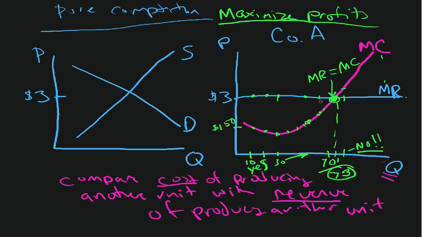If they make less than 73 units, they're losing out on all this production where revenue is greater than costs. If they make more than 73 units, they're making product where the cost is greater than revenue and they're losing money. So they maximize profits by equating marginal revenue with marginal cost.